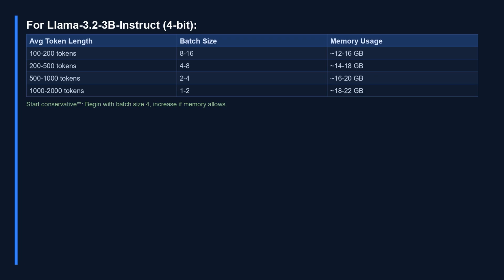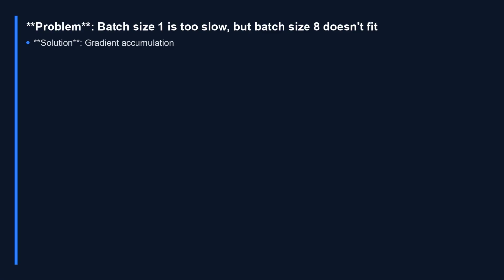target batch sizes of 4 to 8 with memory usage between 14 and 18 GB. Longer sequences compress your options further. 500 to 1000 tokens means batch sizes of 2 to 4, and 1000 to 2000 tokens drops you to 1 or 2. The rule of thumb: start at batch size 4 and increase only if your GPU memory stays comfortably below its ceiling. Here's a common situation you'll hit.